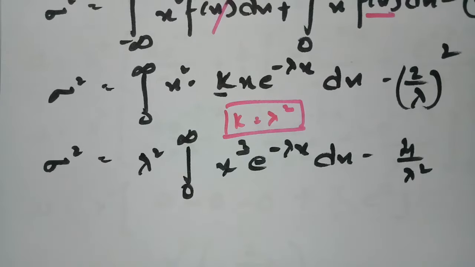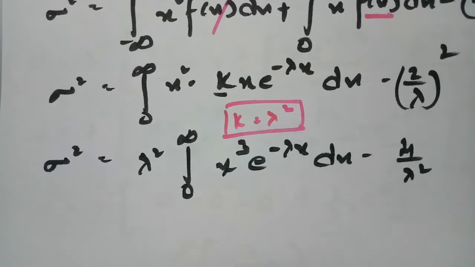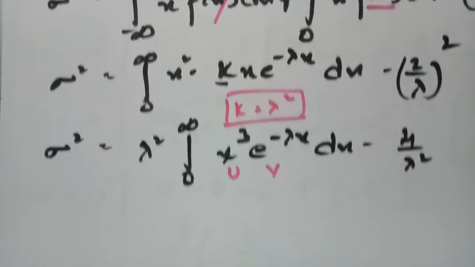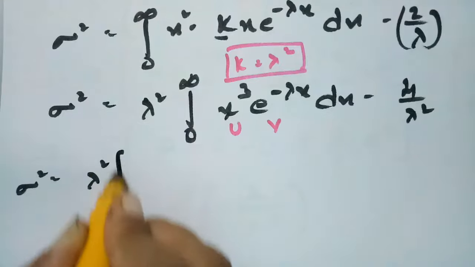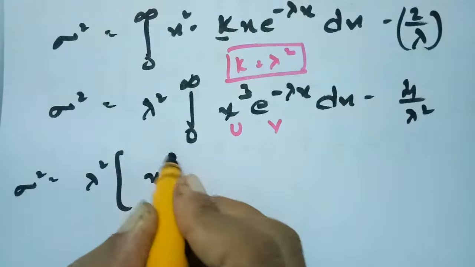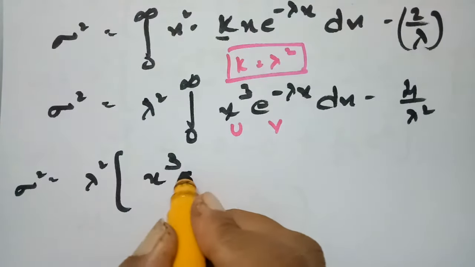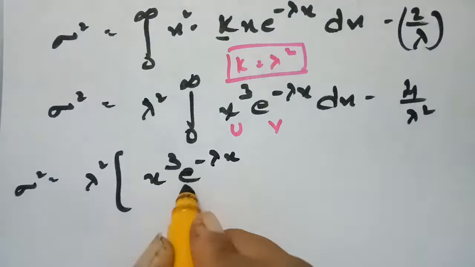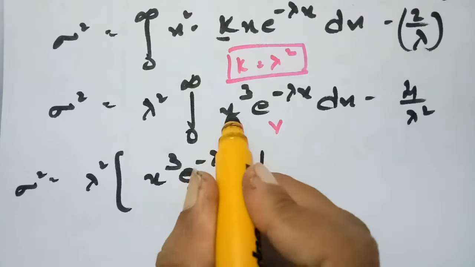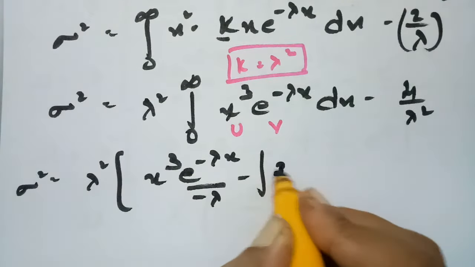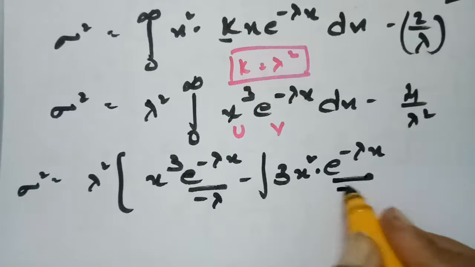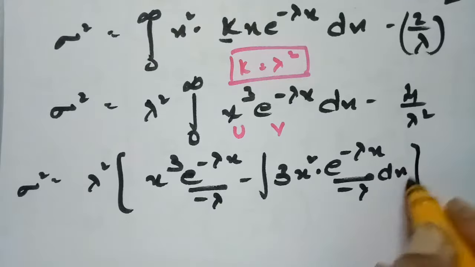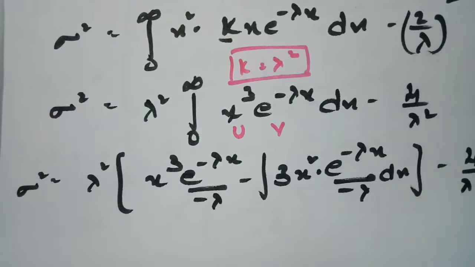Now we have to make an integration by parts. So this is u and this is v. Again, if I substitute in the formula, then sigma square will be, this is lambda square, u we have to leave, and again v we have to integrate. Again, whatever we left u, we have to make a derivative. Again, this is integration, dx minus 4 by lambda square.